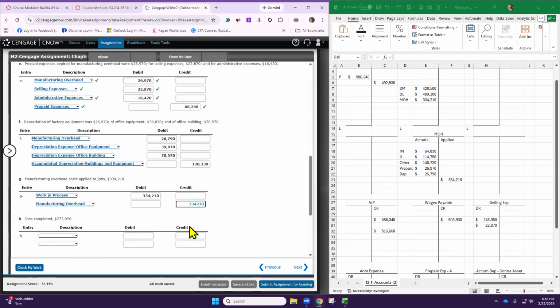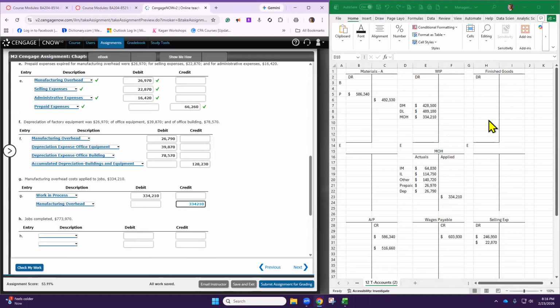Okay, and then the jobs complete. So what happens when jobs are complete? They come out of work in process. So this is the cost of goods manufactured, and that amount is going to be right here. They've got 773,970. Well, that means it came into finished goods. So finished goods gets the products that are finished, and it came out of work in process. So see, it is good to know where this is coming from.